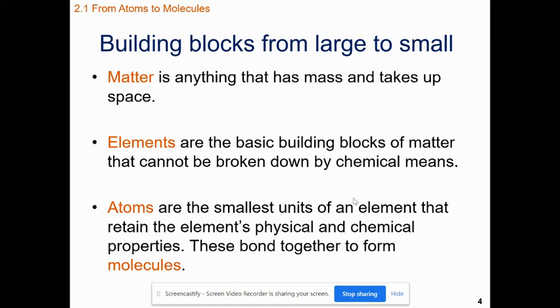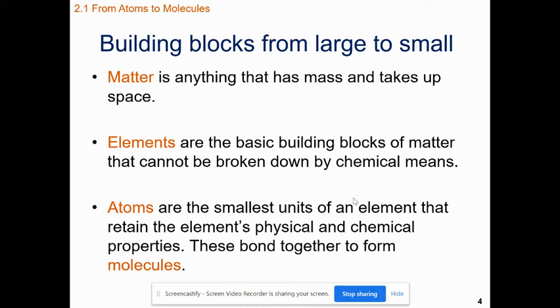So matter is anything that has mass and takes up space. So if you can touch it, interact with it, breathe it, it is matter. Elements are the basic building blocks of matter. They cannot be broken down by chemical means. I mean, you can break them down, but you get a nuclear explosion.